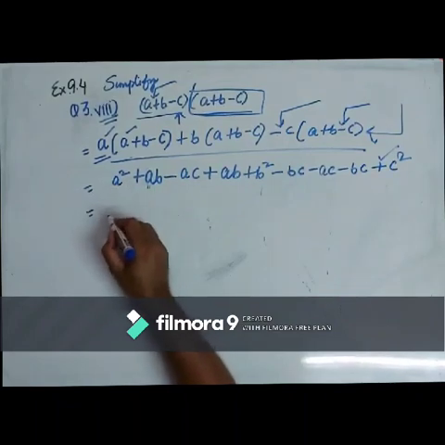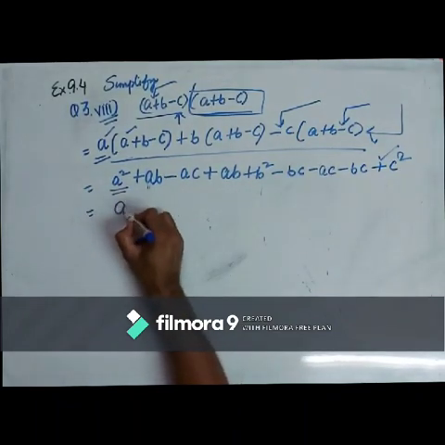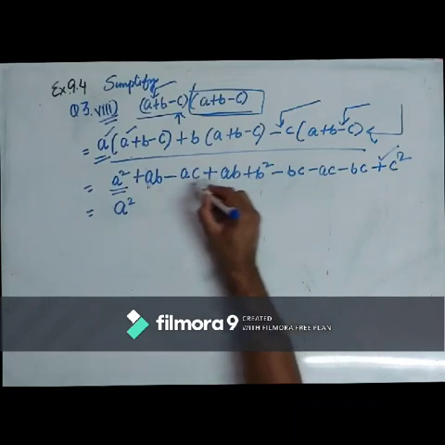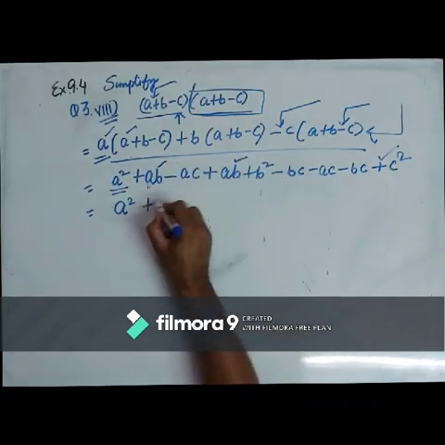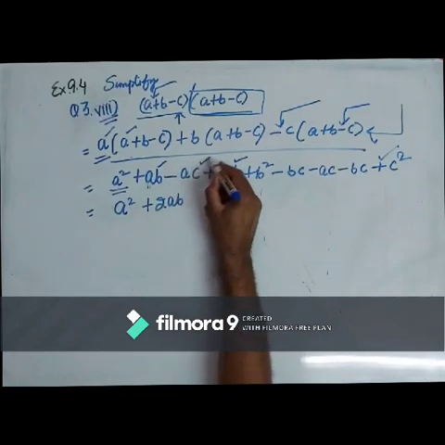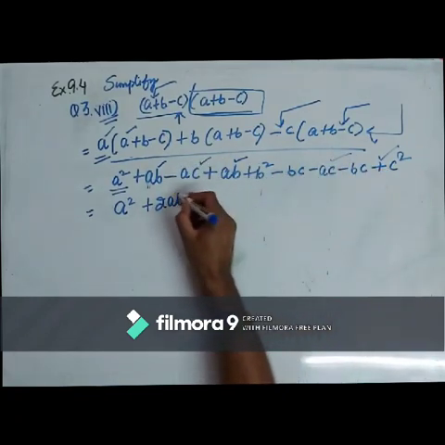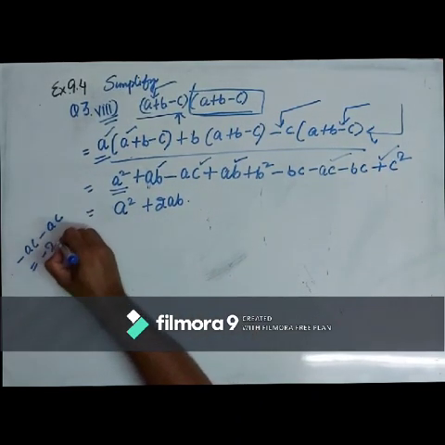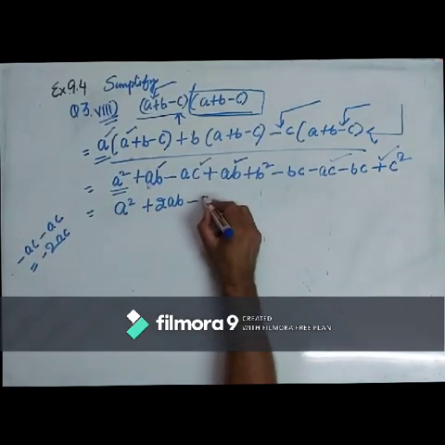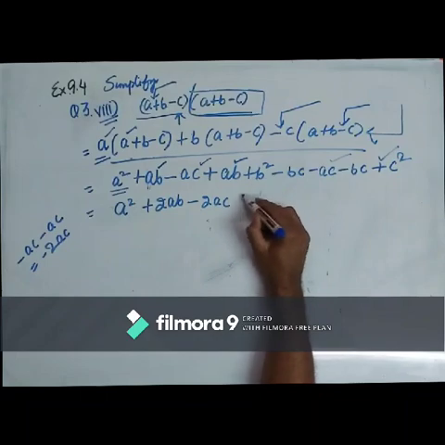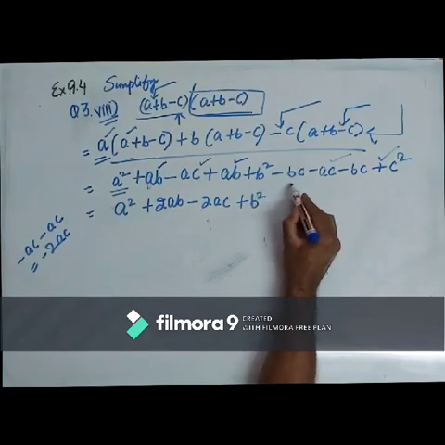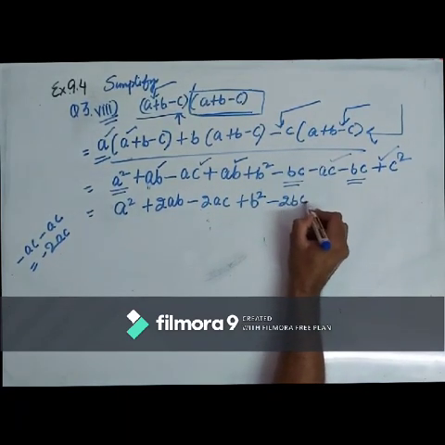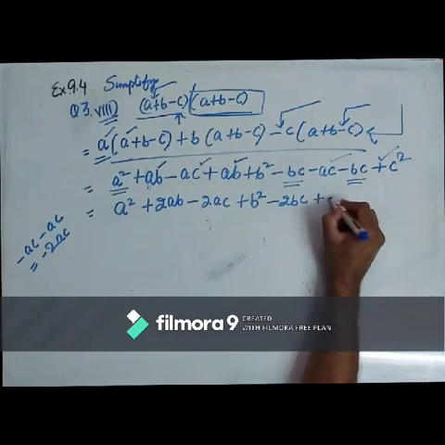So find out the like terms. A square with anybody else, no one. AB with anybody else: AB positive sign, AB positive sign. So we have 2AB, right? Minus of AC and negative of AC again. Minus of AC, minus of AC will give you minus 2AC. And the third one is plus B square. BC negative sign and BC negative sign, so this is minus 2BC. And the last one is C square.